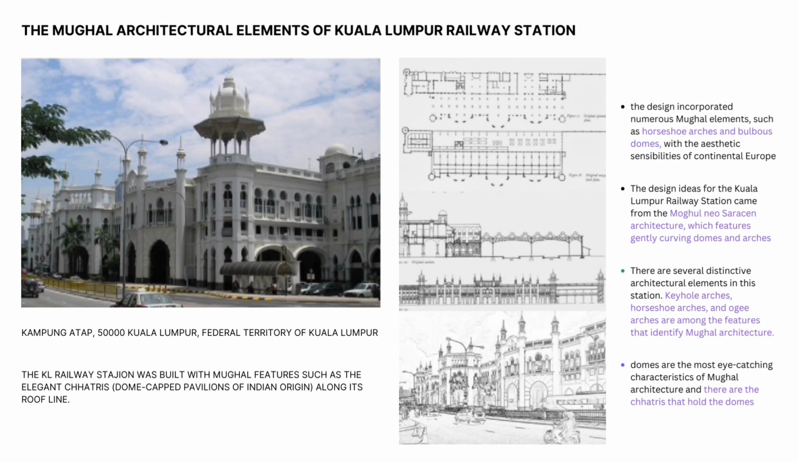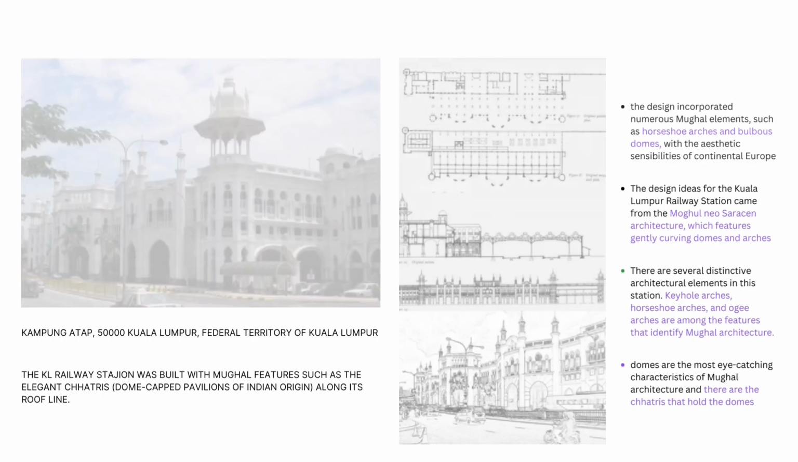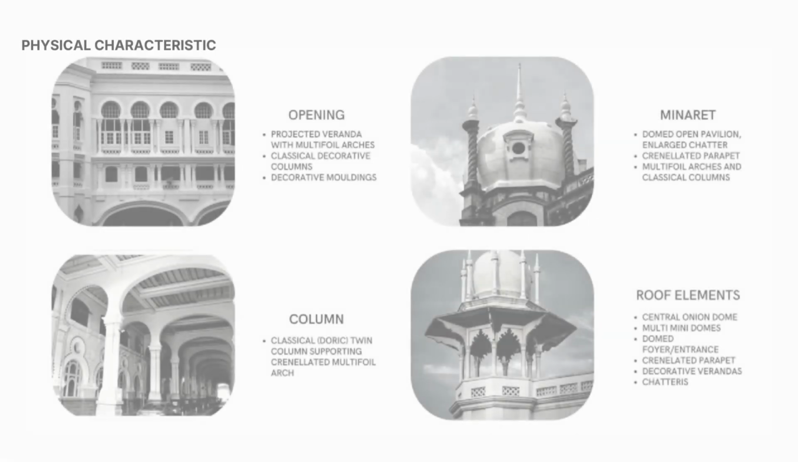There are several distinctive architectural elements in the station. Keyhole arches, horseshoe arches, and ogee arches are among the features that identify Mughal architecture. Domes are the most eye-catching characteristic of Mughal architecture, and there are the chhatris that hold the domes. Physical characteristics of Kuala Lumpur Railway Station.